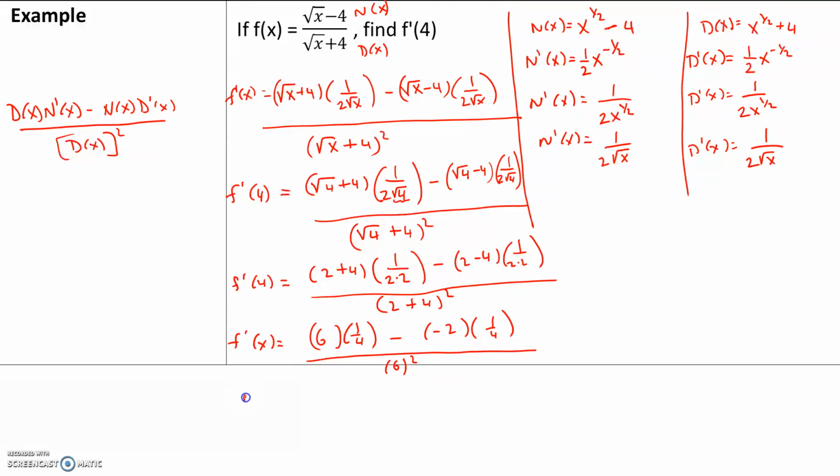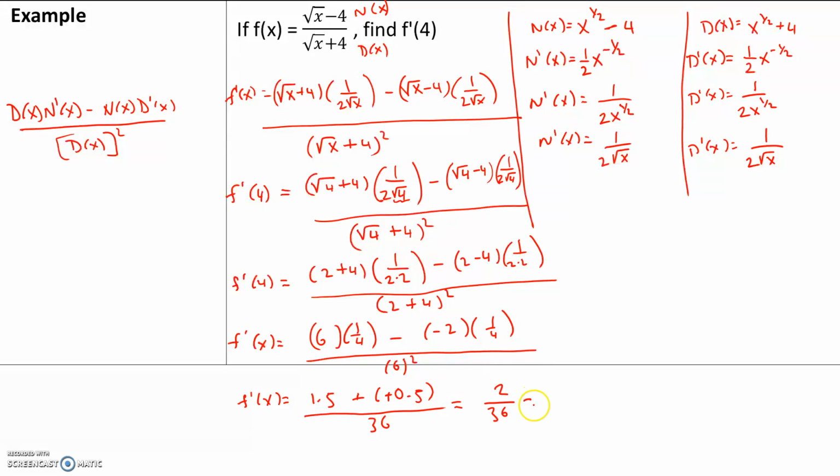All right, we're not done. Let's keep going. So 6 times 1/4, use a calculator for that. 6 times 1/4 will give you 1.5, minus negative 2 times 1/4. Again, use a calculator. This will give you negative 0.5. All of that is going to be divided by 6 squared, which is 36. So this gives you a negative and negative. This becomes a positive. 1.5 plus 0.5 is 2. And we get 2 over 36.